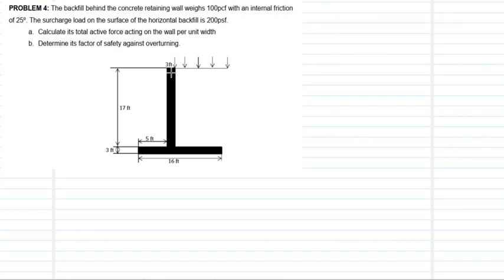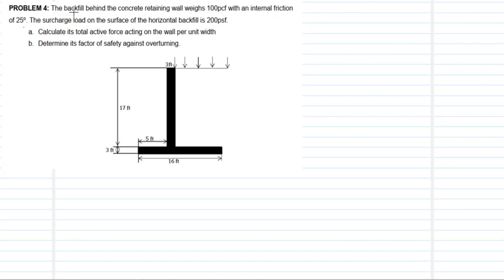So, sabi natin dito, the backfill behind the concrete retaining wall. So, ito yung concrete retaining wall natin. Meron tayong backfill dito. Weights 100 PCF. This is pounds per cubic feet with an internal friction of 25.